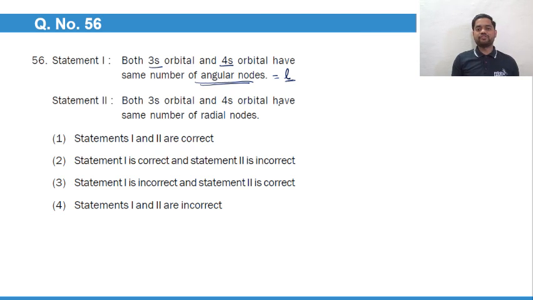Both 3s and 4s orbital have the same number of radial nodes? No. 3s has 2 radial nodes, whereas 4s has 3 radial nodes. If you want to calculate radial nodes, that will be equal to n minus L minus 1. So 3 minus 1 is 2, 4 minus 1 is 3. Okay, so statement 1 is correct, statement 2 is incorrect. So I'll go with 56. Option number 2 is the right answer.